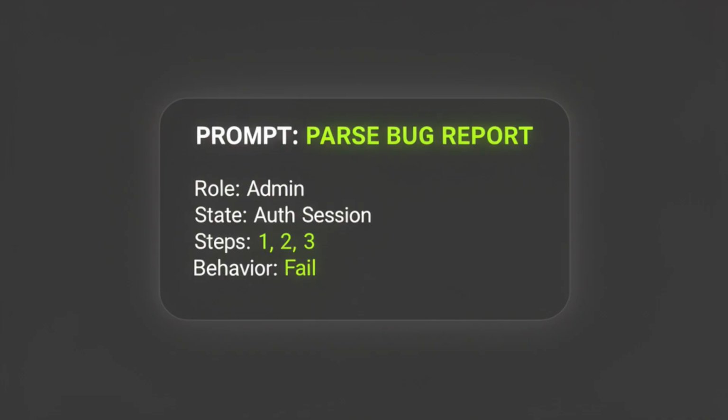Step 1. Structured bug parsing, 60 seconds. The agent receives the raw Jira ticket and runs a parsing prompt against Claude Sonnet. Parse this bug report into a structured reproduction specification: affected role, application state, steps, expected versus actual behavior. Return as typed JSON. If any field cannot be determined, mark it as requires_clarification. Do not assume.